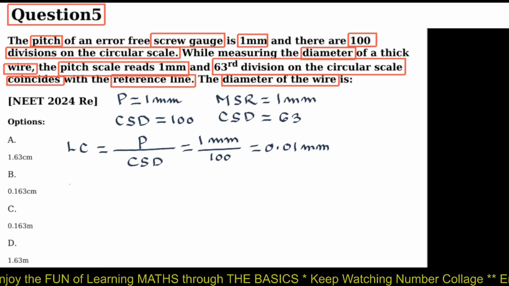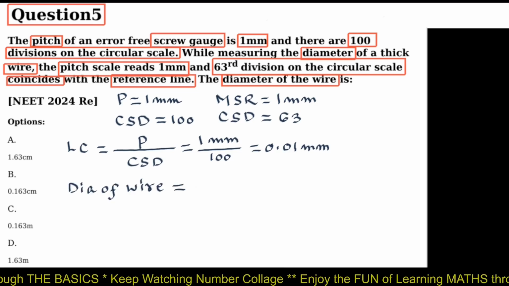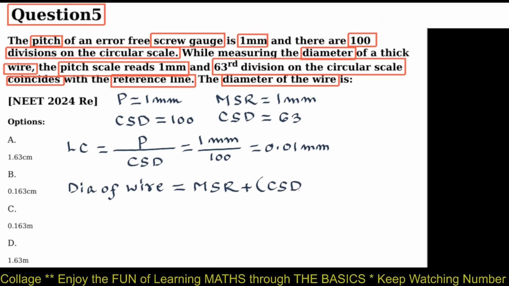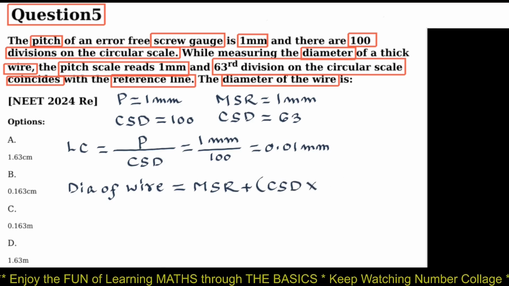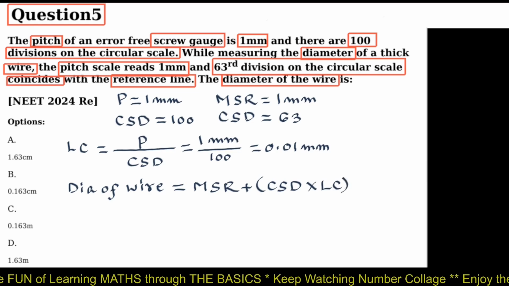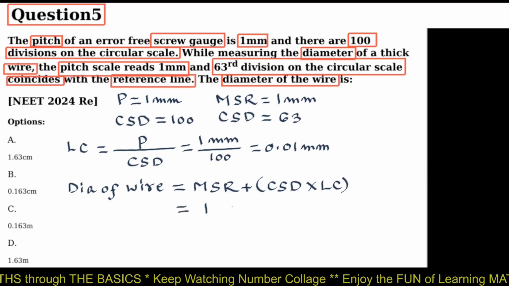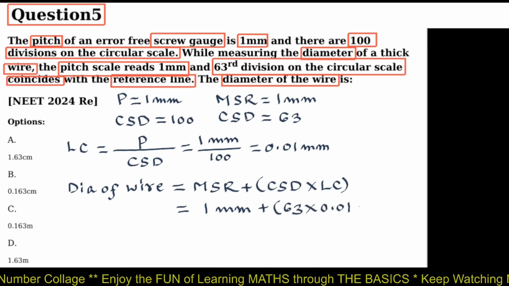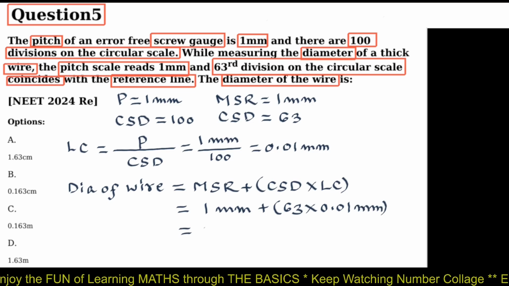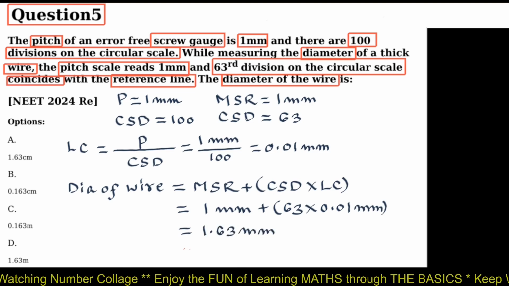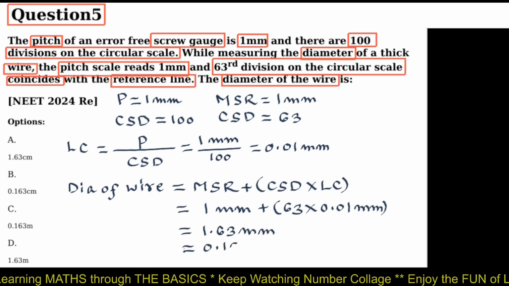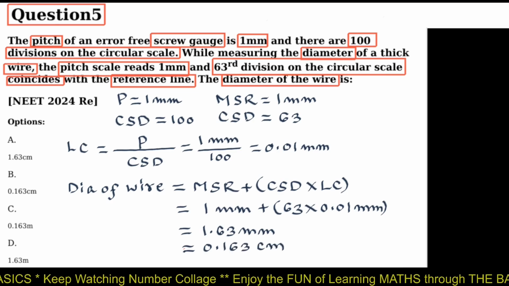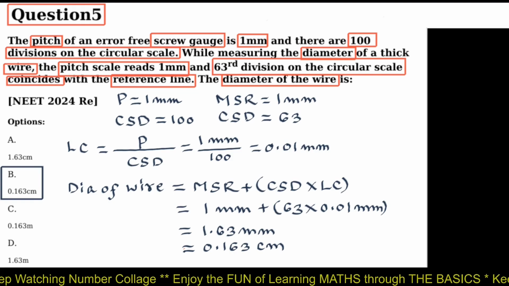So diameter of wire will be main scale reading plus circular scale reading multiplied by least count LC. Putting the values, 1 mm plus 63 multiplied by 0.01 mm, that gives 1.63 mm, which is 0.163 centimeter. Hence the correct answer option is B, 0.163 centimeter.